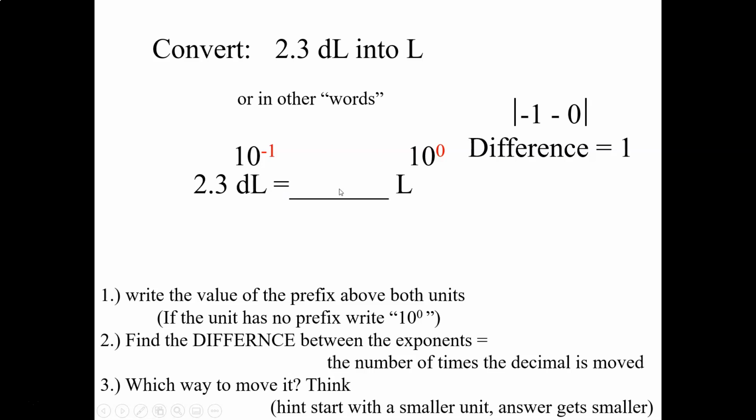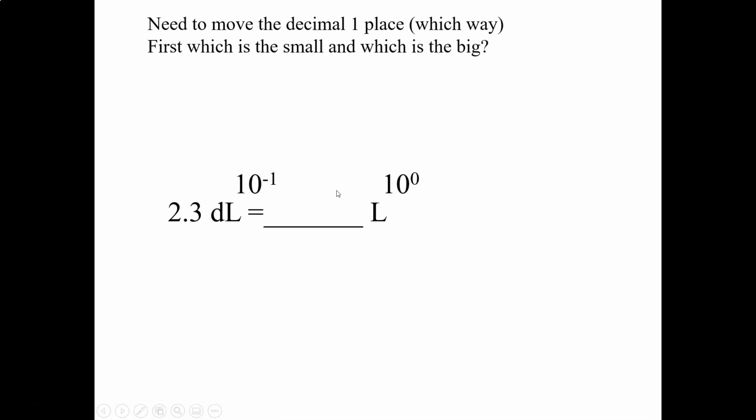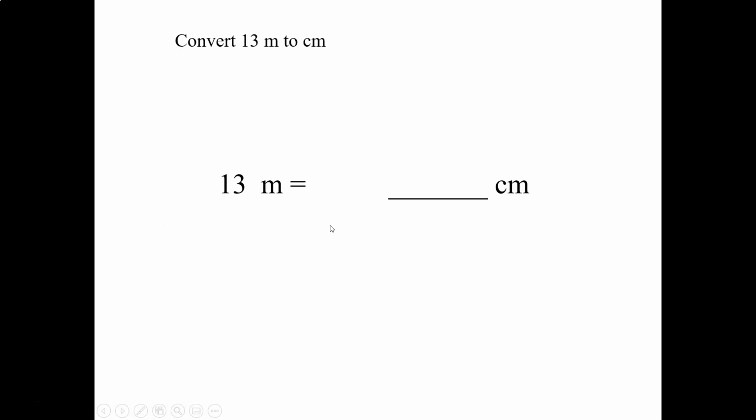So I'm going to make my number smaller by moving the decimal place one time, and then you get 0.23 liters. So that's how you do that. I'll go through a few more examples.